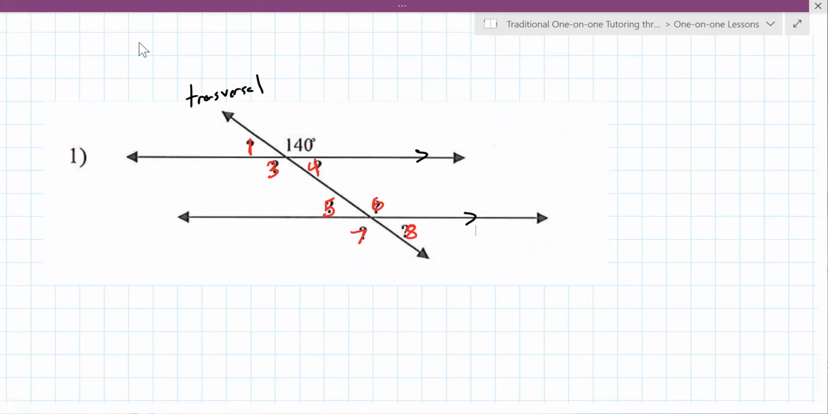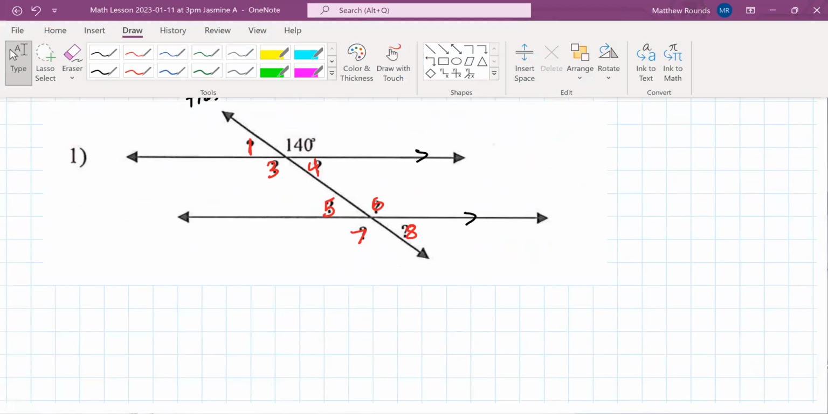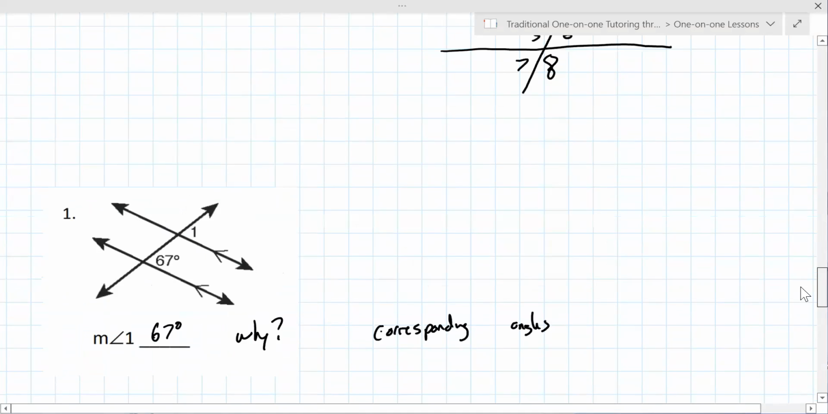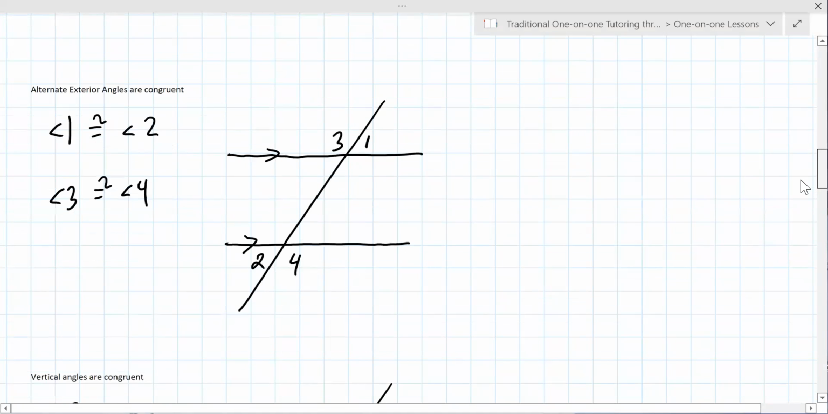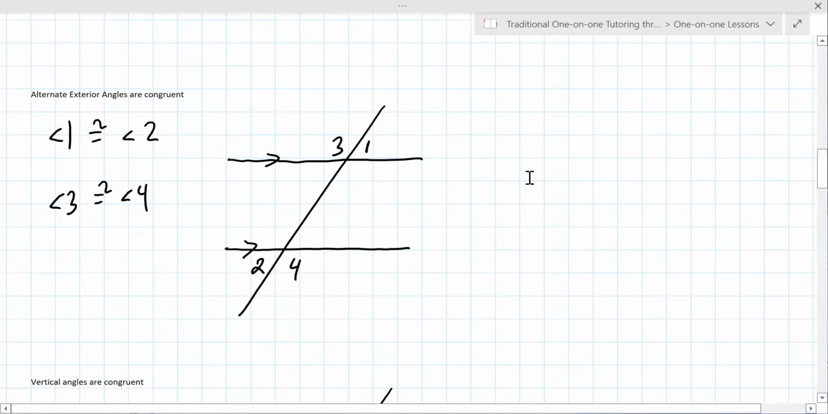Can I see the alternate exterior note? Sure. Let's get that down. Here we go. And I'm still going to send this to you at the end, but it's good to get down in your notes as well.